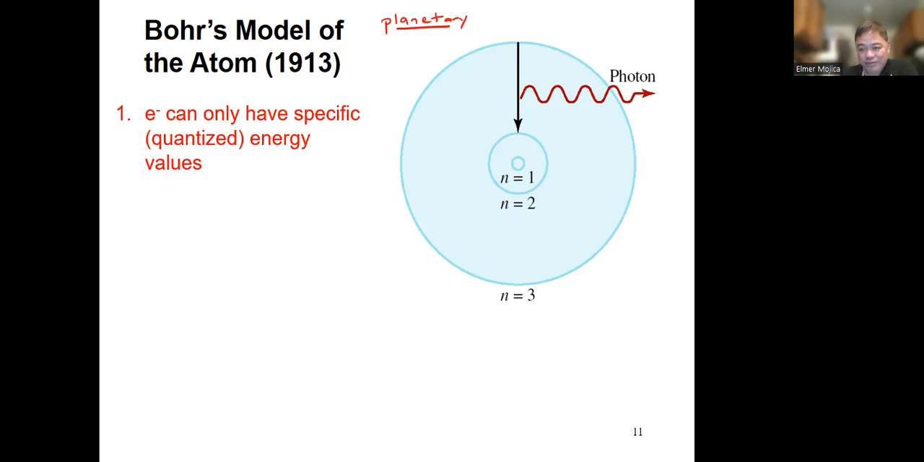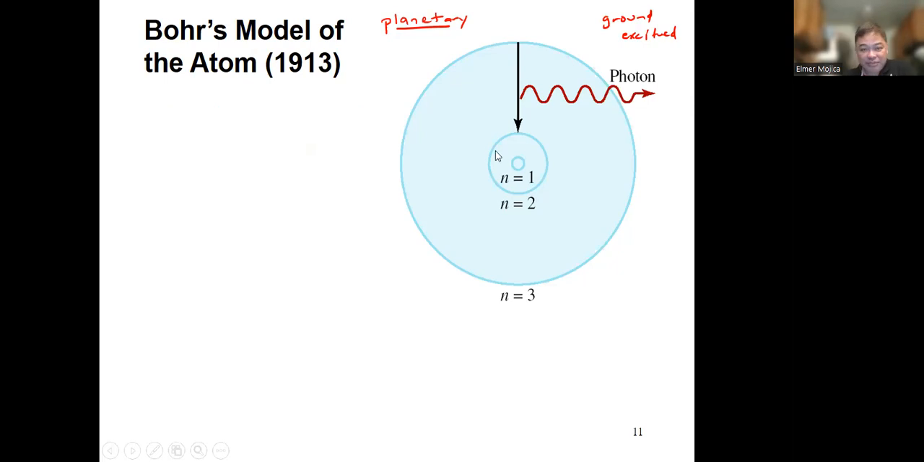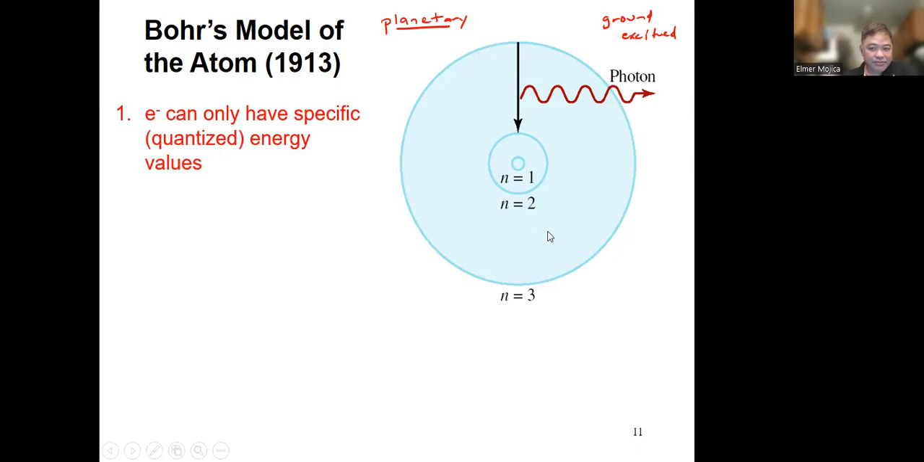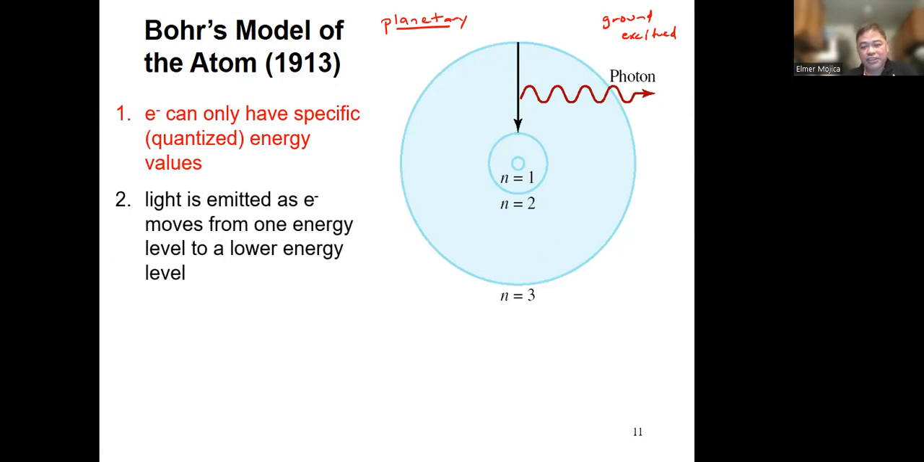Unstable. Okay? So I think this is where the concept of ground versus excited state comes in. If you go to the excited state, it has a higher energy level, and the tendency is that it is unstable. So when it goes back to the ground state, it's going to emit energy in the form of a photon. That is the line spectra that you observe. Now, he said that light is emitted as an electron moves from one energy level to a lower energy level.